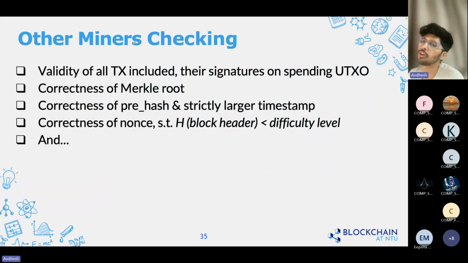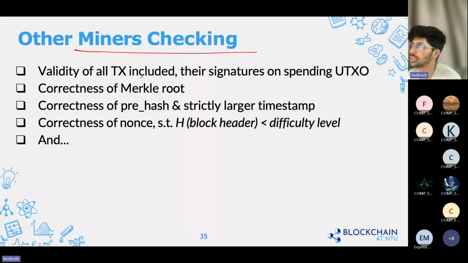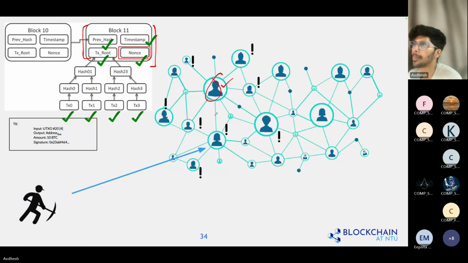So we'll go more into how they check the block that this guy has created. They check the validity of all transactions included, the signatures on spending UTXOs. So they check all the transactions that have been included from the past, and also the signatures and the UTXOs. They also check the Merkle root, the previous hash and the timestamp as well. And definitely they'll also compute the nonce with regards to the nonce he got.